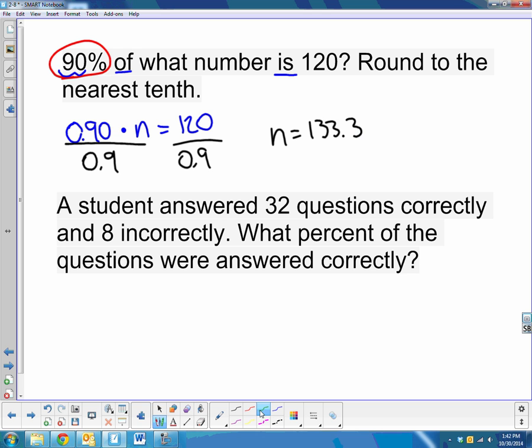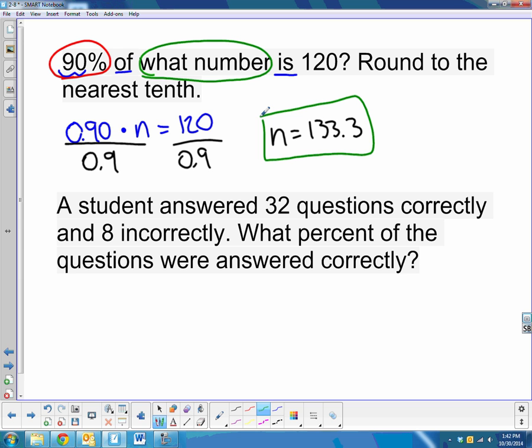And that is not a percent, because remember, the question said what number? n is a number. It's not a percent, so don't put a percent by it. We already have a percent, 90%. We wanted to know a number. So my number is just 133.3.